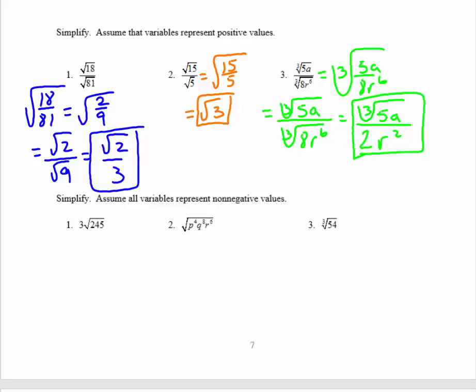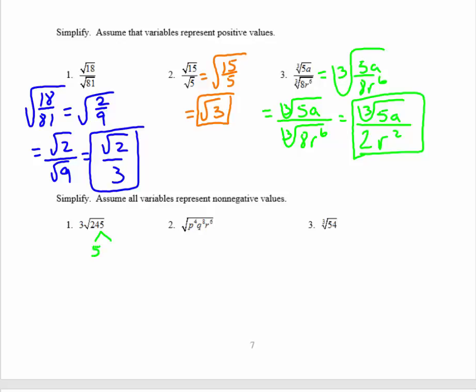So number 1 says 3 times the square root of 245. That is not an index, that is on the outside. So 3 times the square root of 245, if we type 245 into our calculator and take the square root, it does not give us a nice value. So I suggest doing a factor tree. Because the index is a 2, we'll be looking for pairs. Well, how can I break up 245?